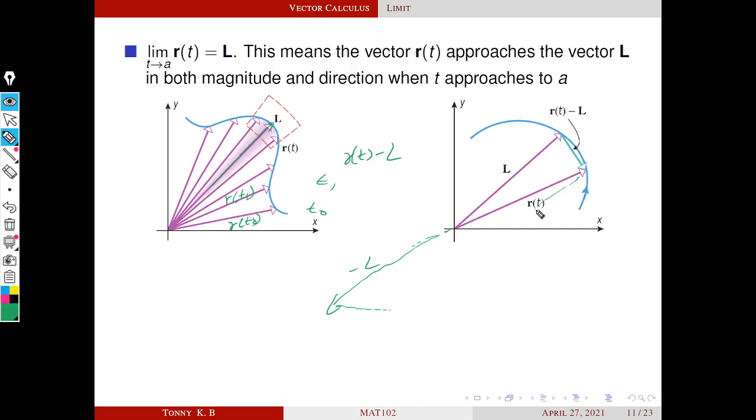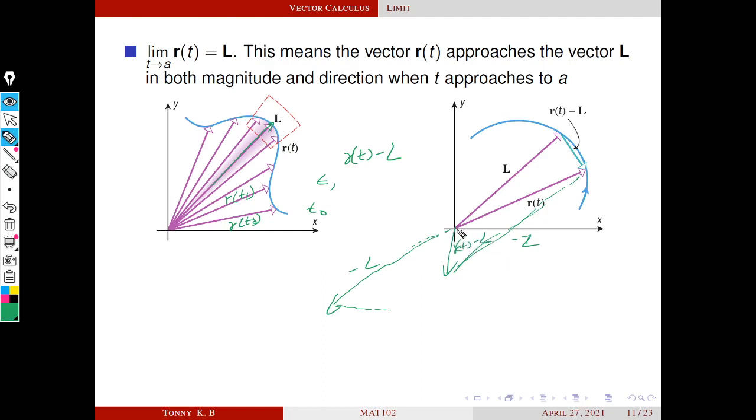Then we shift this minus l to this end. Okay, that's the idea. So this is again minus l. We shift this minus l to the end of this vector. So like this, then this is the vector. So this is actually the vector r of t minus l.